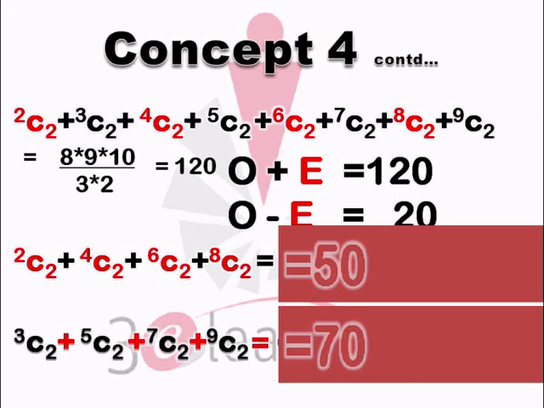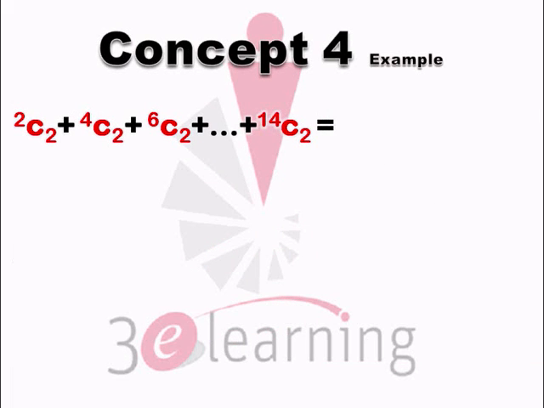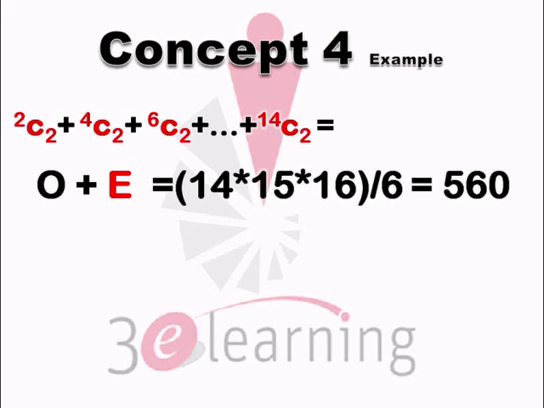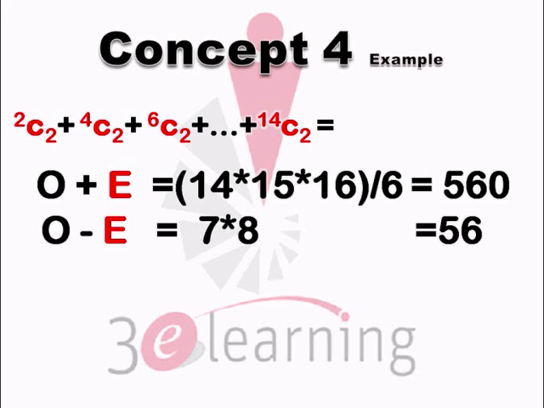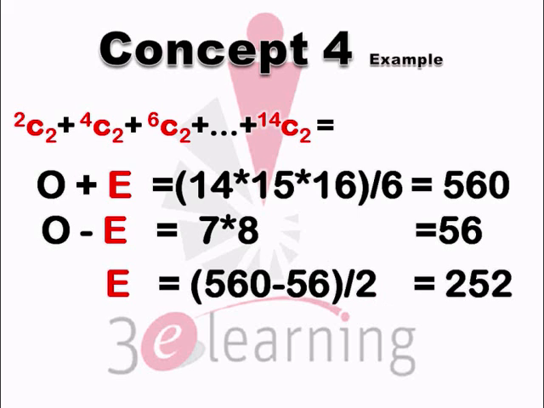Let's check with another example. If we have to find 2C2 plus 4C2 till 14C2. For the bundle concept, we have to start from 2 but end with odd, so the next odd is 15. So the odd plus even complete bundle is 14 into 15 into 16 by 6, which is 560. Now, since we have 2 to 14, we are working on 7 bundles, so odd minus even is 7 into 8, which is 56. By solving these two equations, we get E equal to 560 minus 56 divided by 2, which is 252. So 2C2 plus 4C2 plus 6C2 till 14C2 becomes 252.